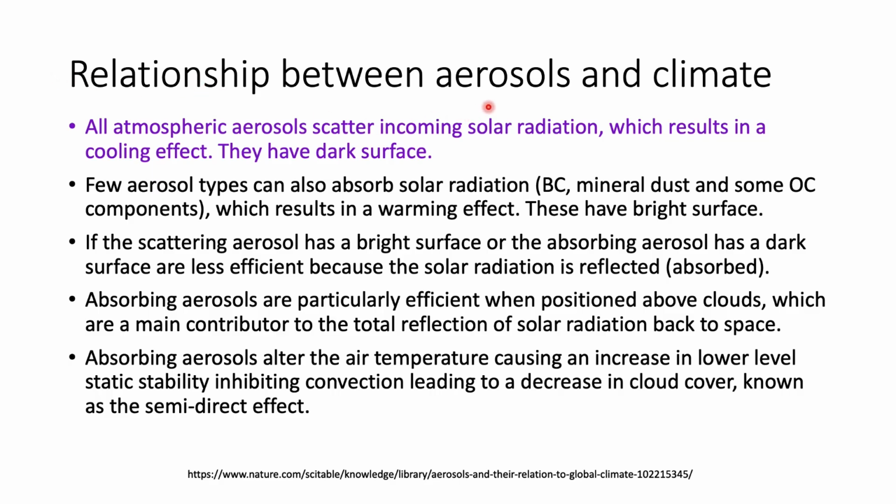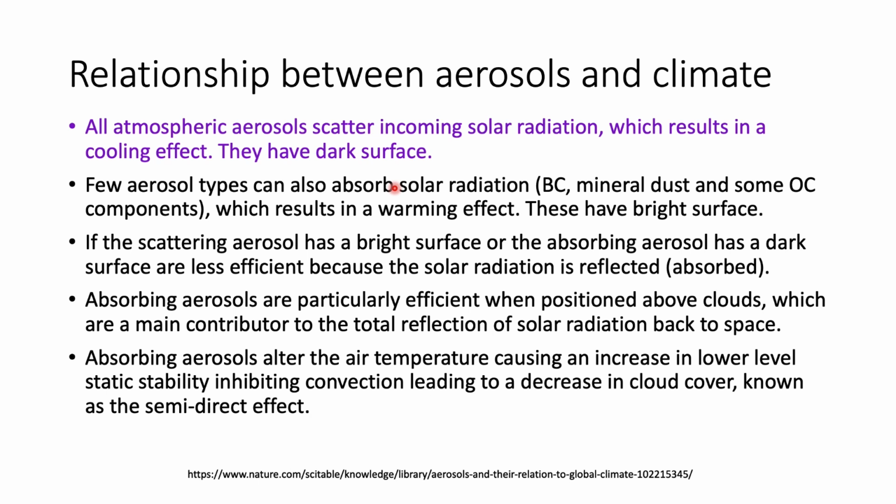Let us look at the relationship between aerosols and the climate. The first one is that atmospheric aerosols scatter incoming solar radiation, which results in a cooling effect. They have a dark surface. So this is one type of mechanism or process that is happening. And the second one, there are other types of aerosols. They can absorb solar radiation, for example, black carbon, mineral dust and some organic carbon components. This results in the warming effect. That means they have a bright surface. So these are the two types of aerosols that are present.